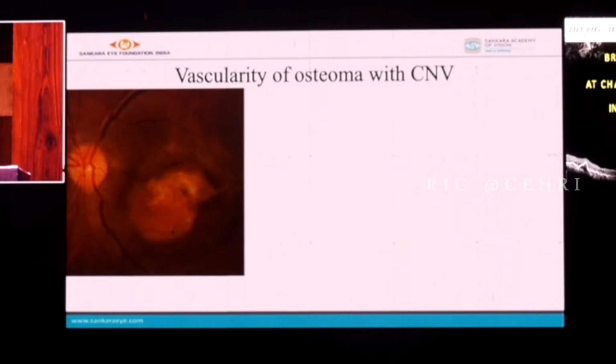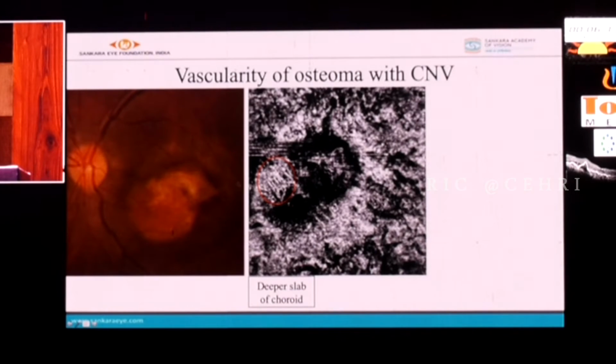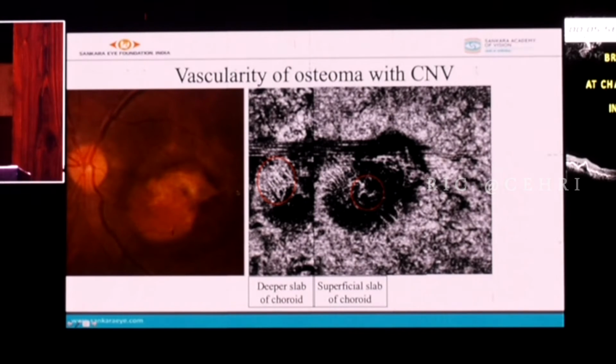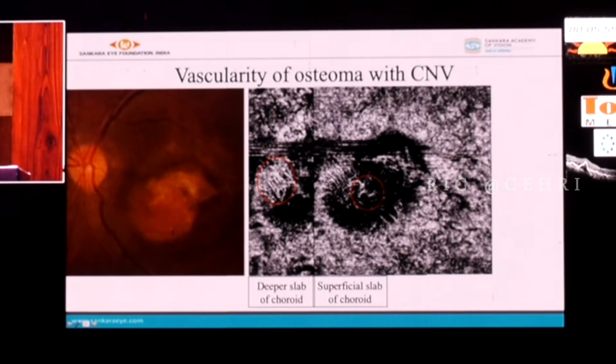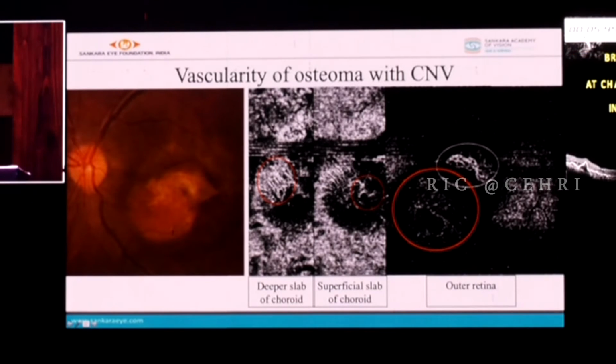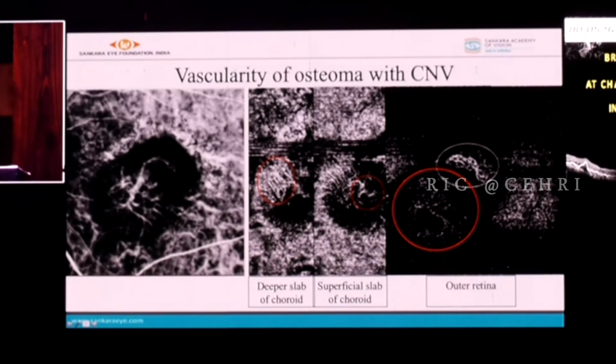Let's look at the osteoma with the choroidal neovascular membrane. So this gives us much more insight as compared to a fluorescein angiogram. So this is the deeper slab of choroid. You can see a big leash of vessels, but actually this is the neovascular membrane, and this is the tumor, and here you see a deep leash of vessels. And if you come to the superficial slab of the choroid, it becomes something like a feeder vessel, and this is actually the CNVM. So the feeder to the CNVM starts somewhere in the deeper part of the choroid, travels to the superficial part, and then feeds the CNVM.